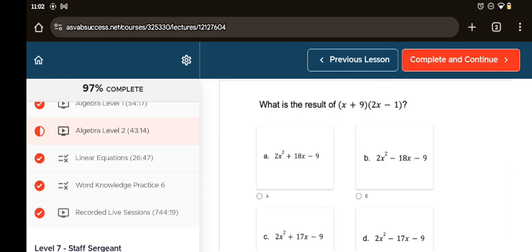What is the result of x plus 9 times 2x minus 1? We're FOILing again. X times 2x is 2x squared. X times negative 1 is negative x. 9 times 2x is positive 18x. And last, 9 times negative 1 is negative 9.